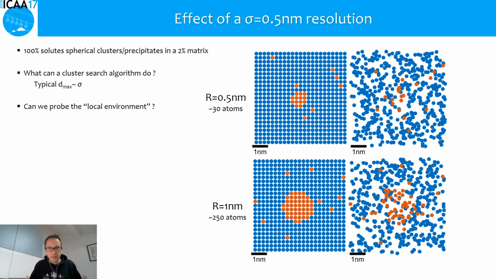Now, what is the effect of a 0.5 nanometer resolution on an atom probe dataset? So here I made some very simple sketch. These are in 2D, but it'll be the same in 3D. I take 100% solute spherical clusters of radius 0.5 nanometer here and radius 1 nanometer here, and I just apply a blurring of 0.5 nanometer resolution, and you see what you get.